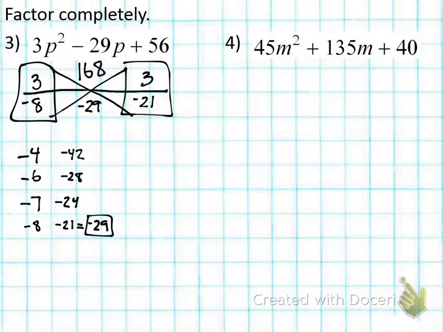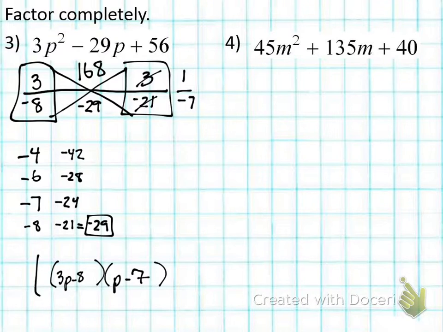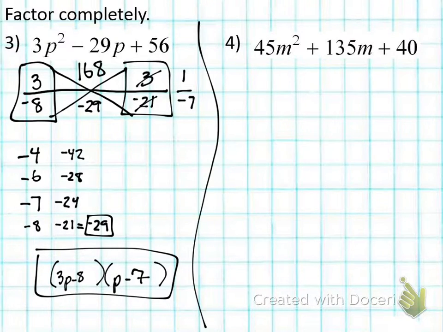Ready, set, go. Good, so on this example, you have 3 going into each of these. We got 1 over negative 7. And I'm noticing some of you are putting the 1 in the front. When you have a 1 as a coefficient, do we need to have a coefficient of 1 in front of letters? No, it's redundant, so we don't need that. So we're going to put 3p minus 8 times p minus 7. Okay?